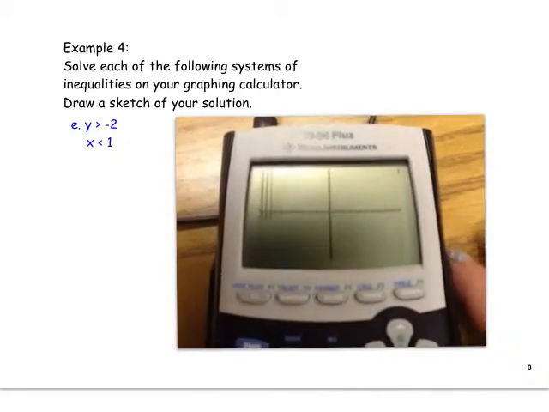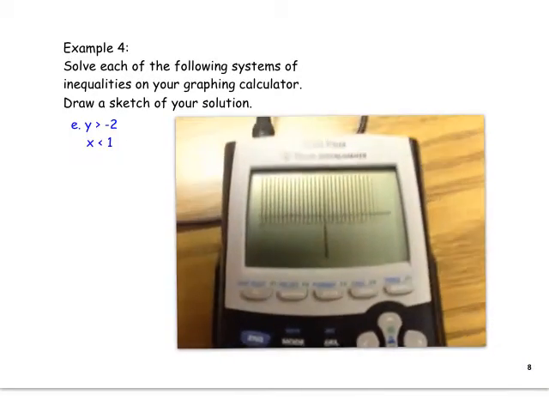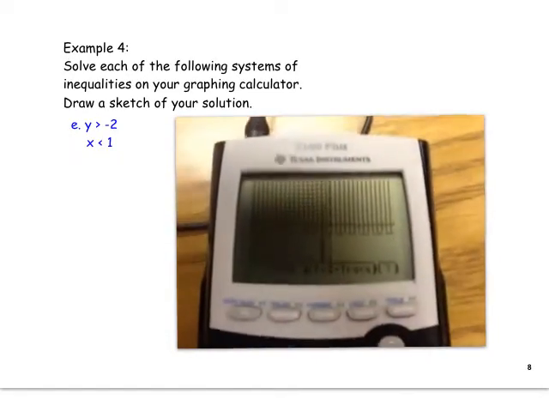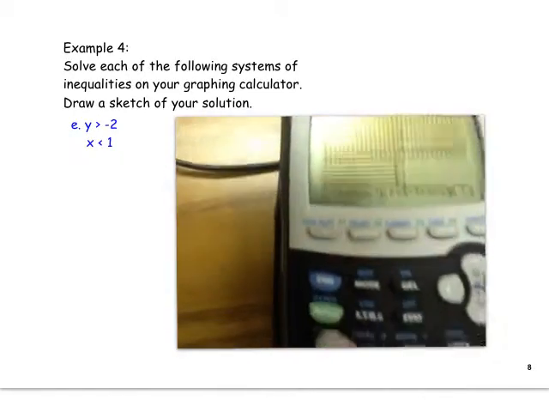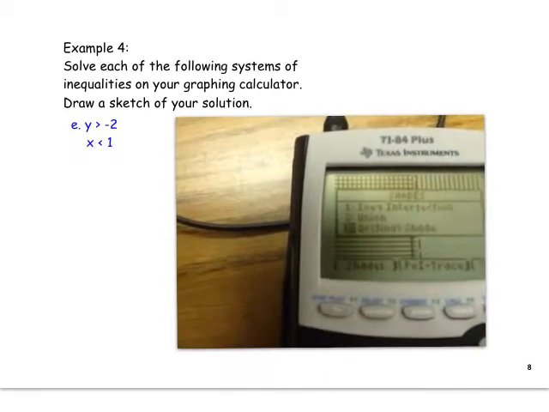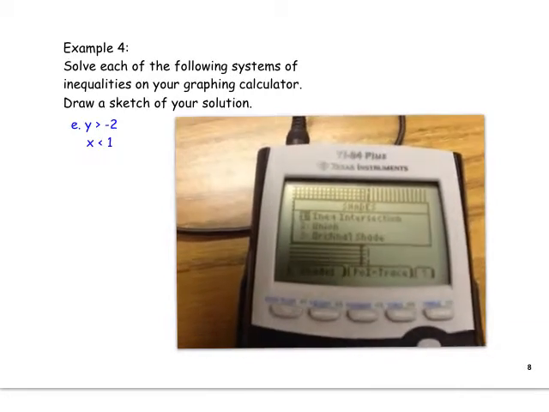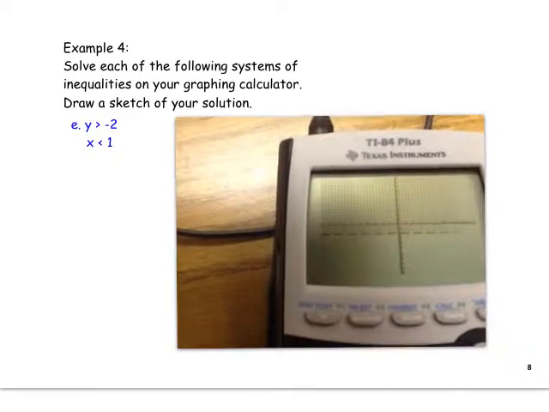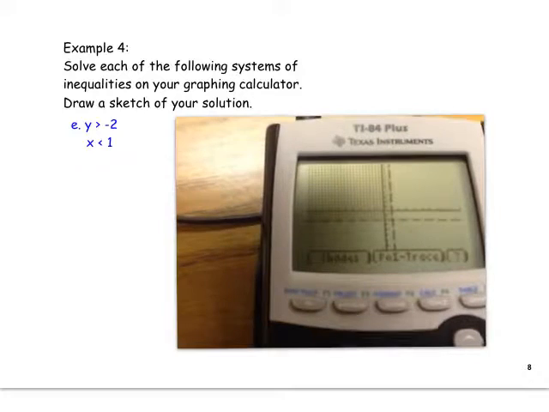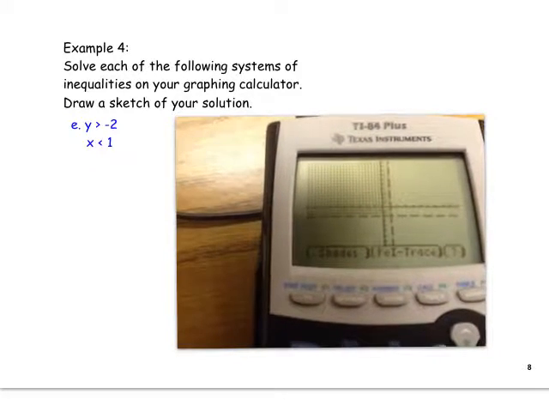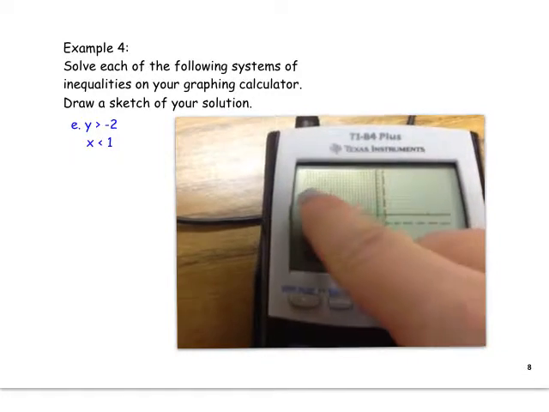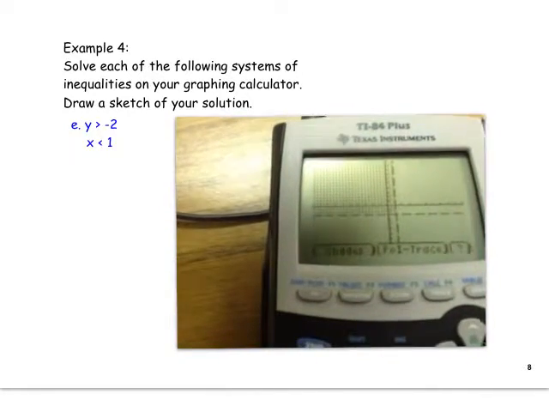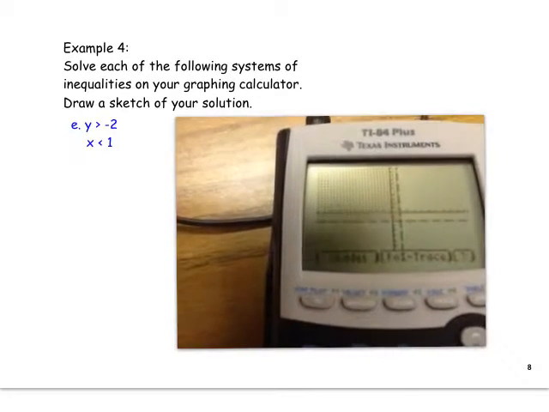Now touch graph and you'll see the first inequality and the second inequality. And we, of course, are looking for the intersection, so I will touch alpha shades, and we're going to choose the inequality intersection. Hit enter, and here comes the intersection of the system. So the solution set includes all the points that fall in this shaded region of the graph. Pause the video, take a moment to sketch this on your papers.